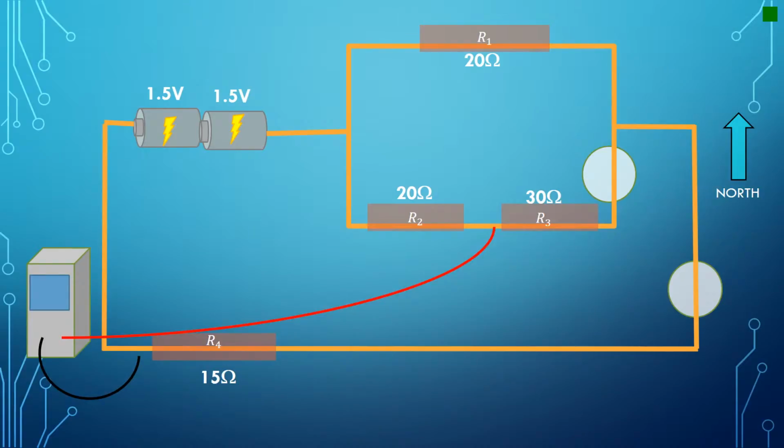Two batteries in series power a circuit consisting of 4 ohmic resistors. They are connected by a thin copper wire with negligible resistance. Two compasses are placed under the wire at 2 different locations and point north before the circuit is closed. A voltmeter is also connected at 2 locations as shown.